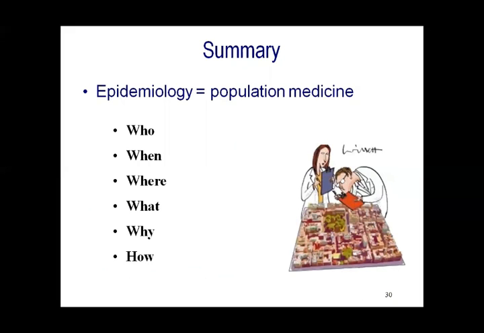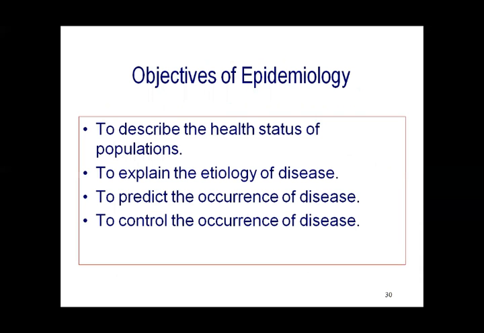Epidemiology is also called population medicine: who, when, where, what, why, and how, right? These are all questions we answer in epidemiology: who suffers, when they suffer, where they suffer, what happened, and why and how it happened. The objectives of epidemiology are to describe the health status of a population, to explain the etiology, meaning the cause of the disease, to predict occurrence of the disease, and then to control the occurrence of the disease.